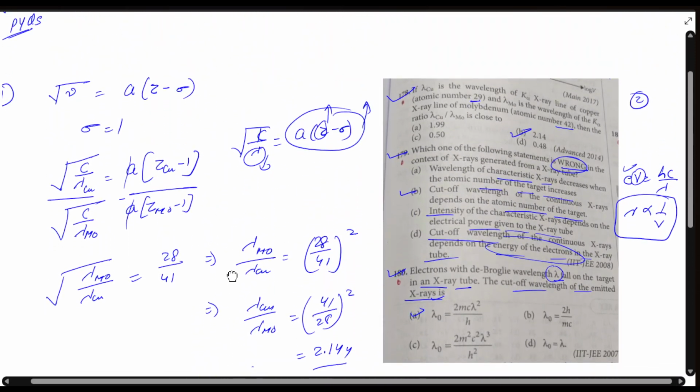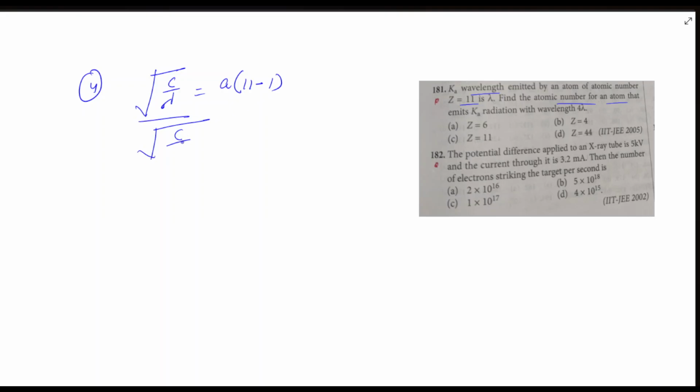Let's move on to our fourth question and fifth question. In the fourth question, the K alpha wavelength emitted by an atom of atomic number Z is given as lambda, and we need to find the atomic number. This is again a question based on Moseley's law. So we'll write c by lambda equals a into (11 minus sigma), where sigma is 1 for K alpha, and divided by c upon 4 lambda equals a.